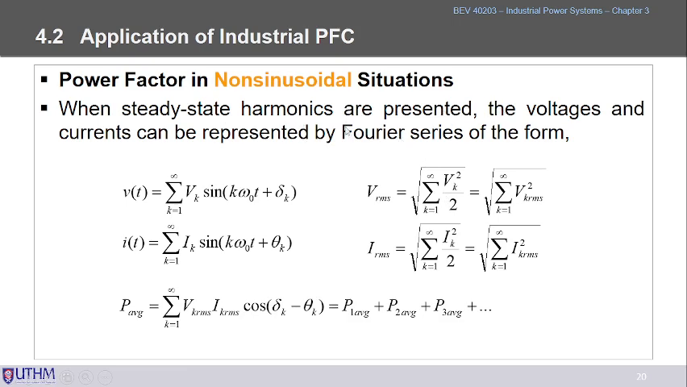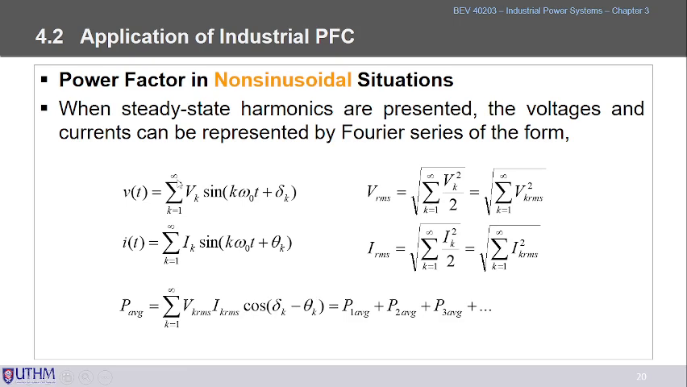Okay, so of course we have to use the Fourier series to represent the harmonic content. For example, v(t) here is the summation of Vk, where k is from 1. 1 of course is the fundamental, and it goes up to infinity. So it depends on how many harmonic orders we need to identify.